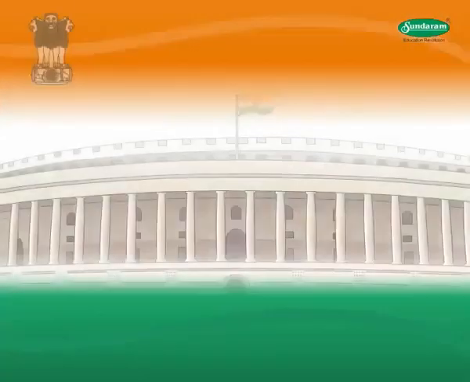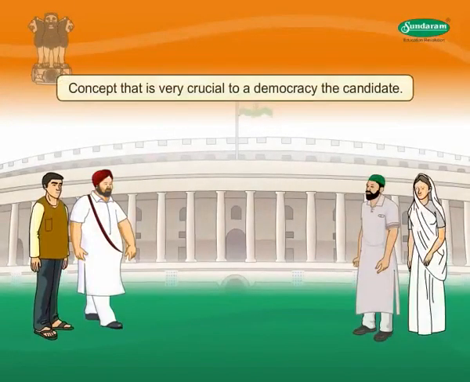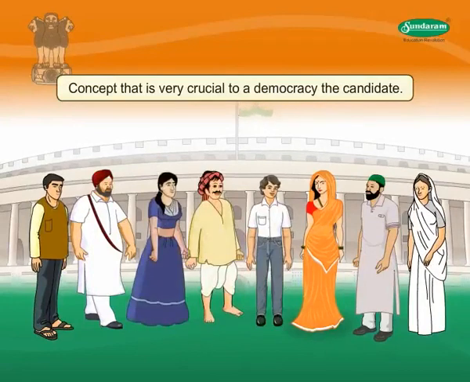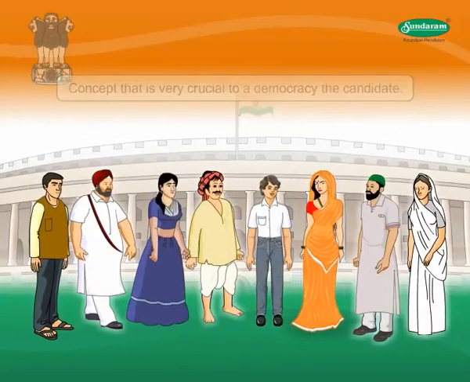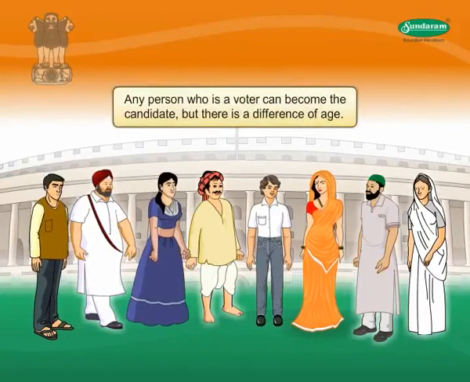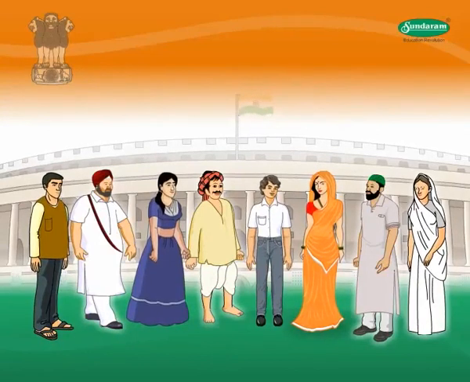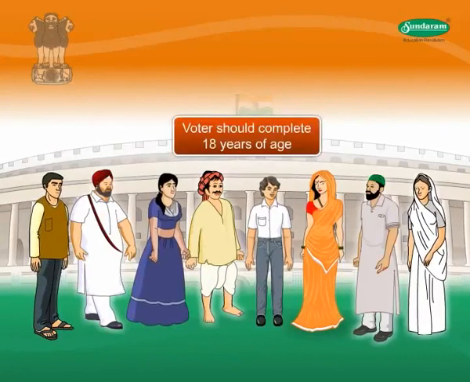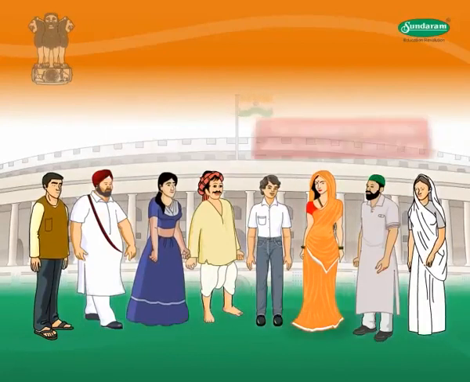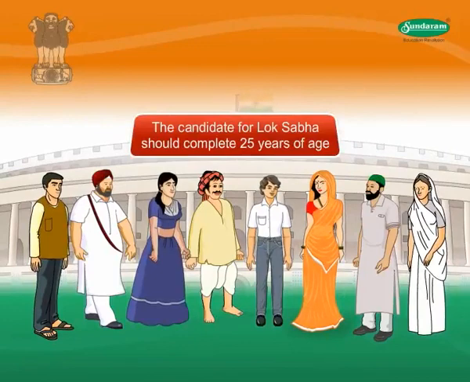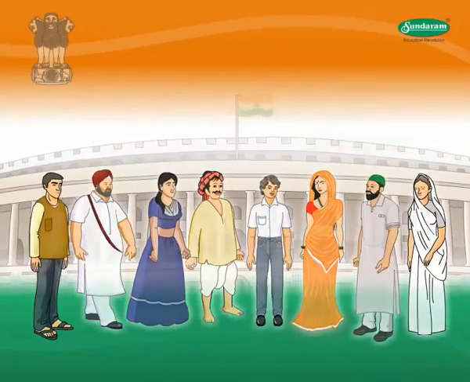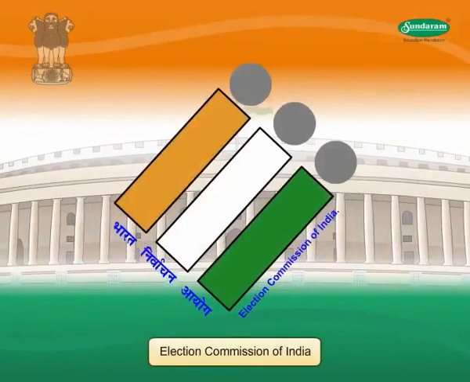Candidate. Now, let's delve into a concept that is very crucial to a democracy, the candidate. Any person who is a voter can become the candidate, but there is a difference of age. For example, in India, a voter should complete 18 years of age and the candidate for Lok Sabha should complete 25 years of age. There are other conditions for the candidature laid down by the Election Commission of India.